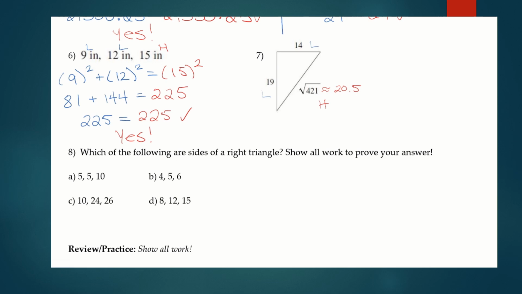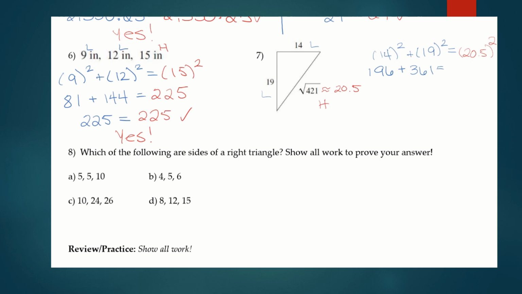Okay, so plugging in here, 14 squared plus 19 squared. Does that give us 20.5 squared? We will find out. All right, so 14 squared, 14 times 14 is 196, plus 19 squared, which is 361. Does that equal 20.5 squared?